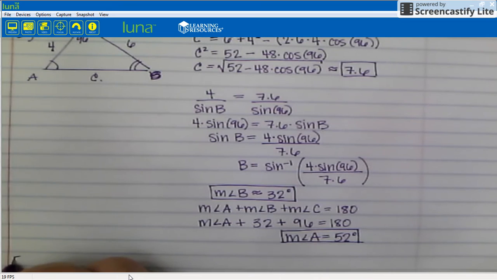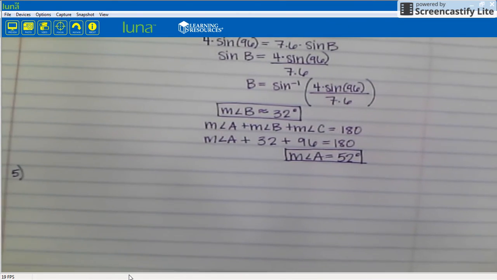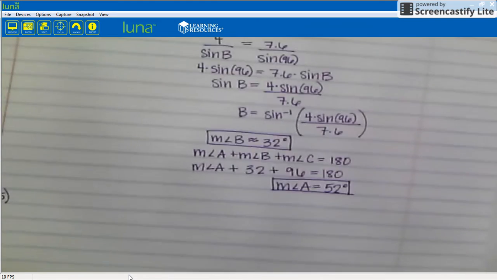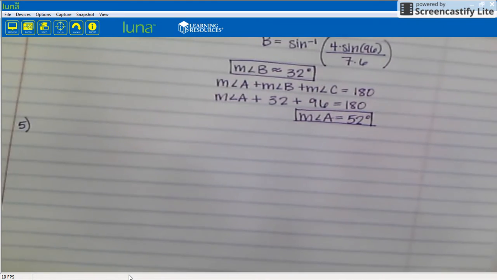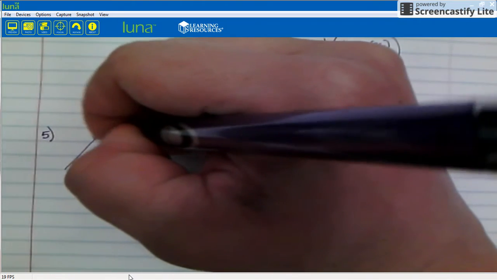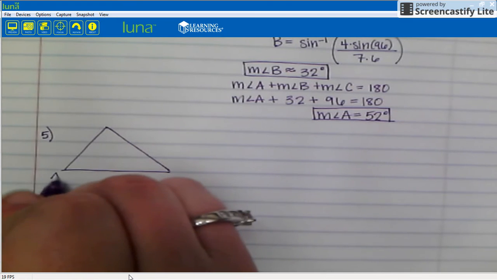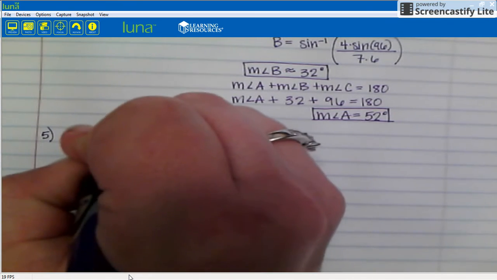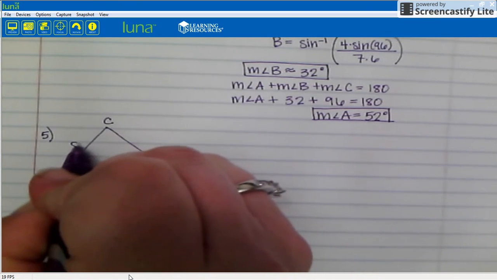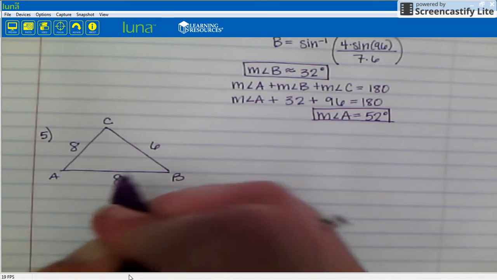So the next one, number 5. Here you're given all 3 sides instead of 2 sides and an angle. So with all 3 sides, here's our triangle A, B, C, and we know that B is 8, A is 6, and C is 8.